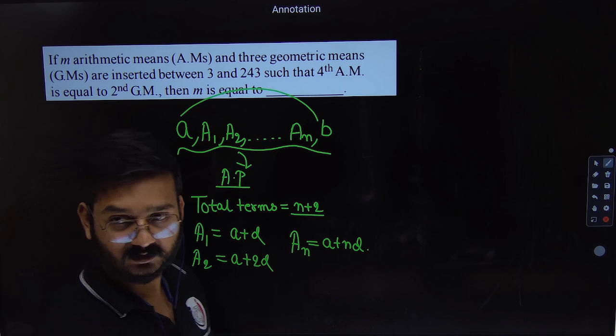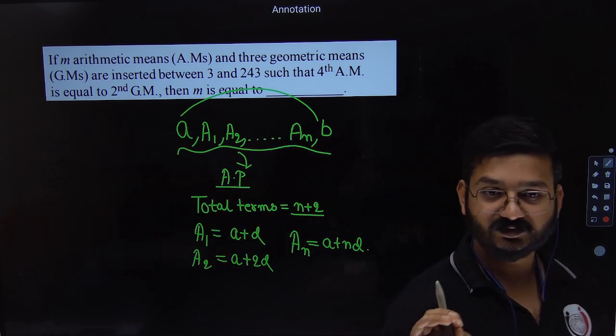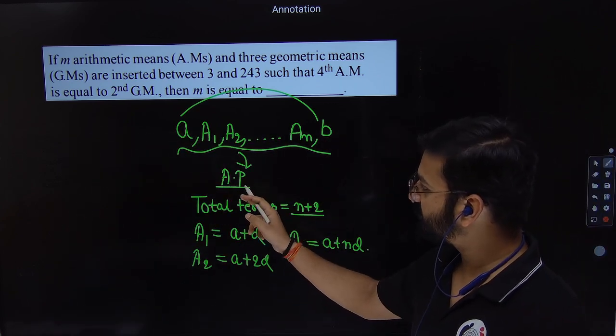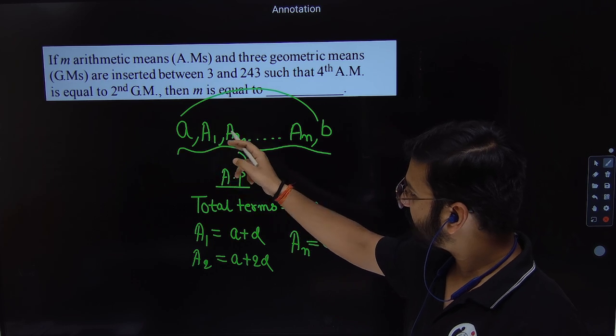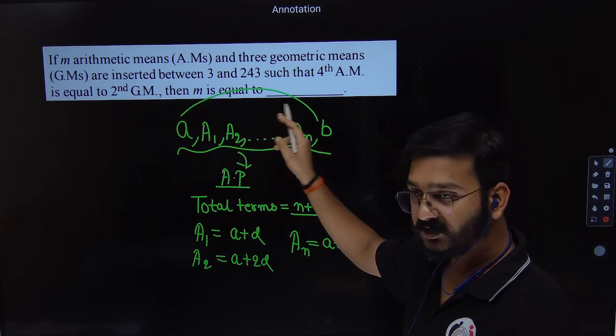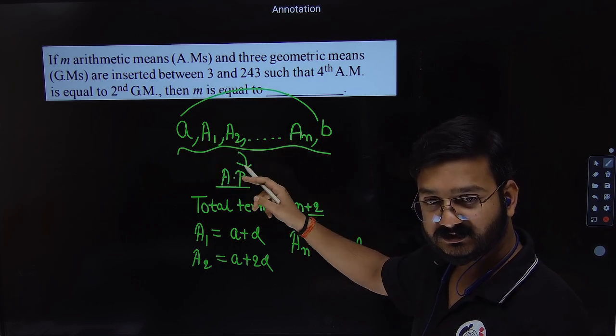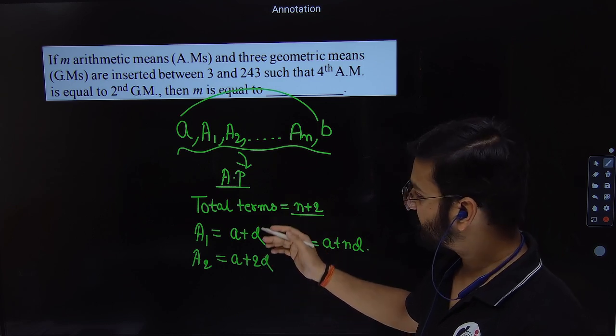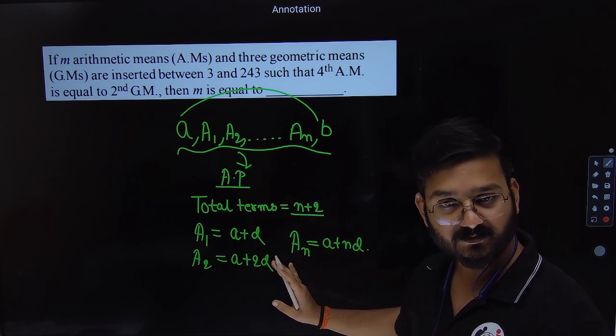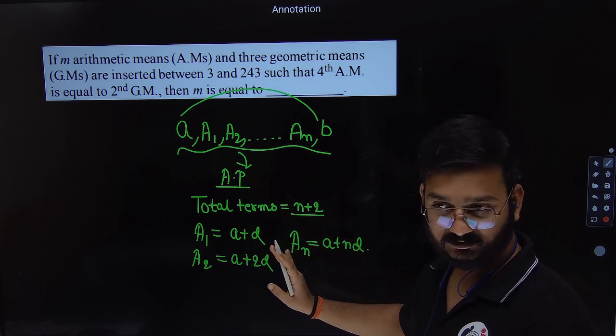There's not a single thing which you need to remember. It's common sense. The only thing you need to know is that if I insert n arithmetic means between two numbers, the resulting sequence is also an AP. After that, you just have to use the formulas of AP. So this is not a new concept.